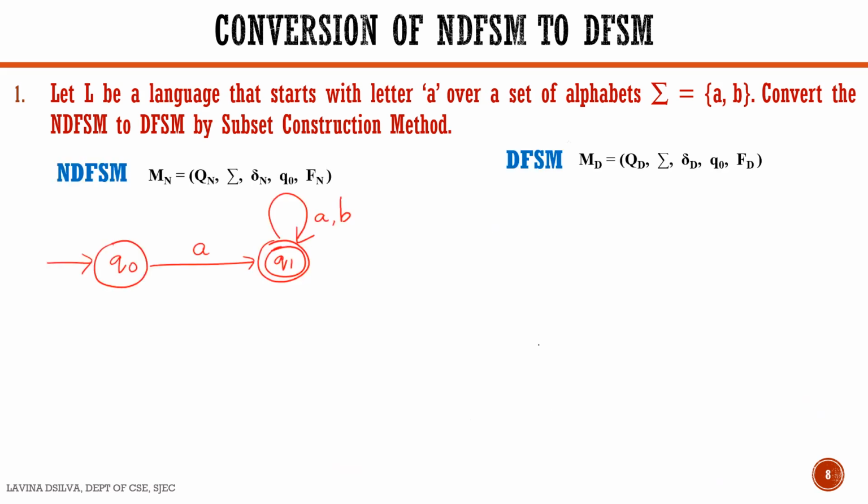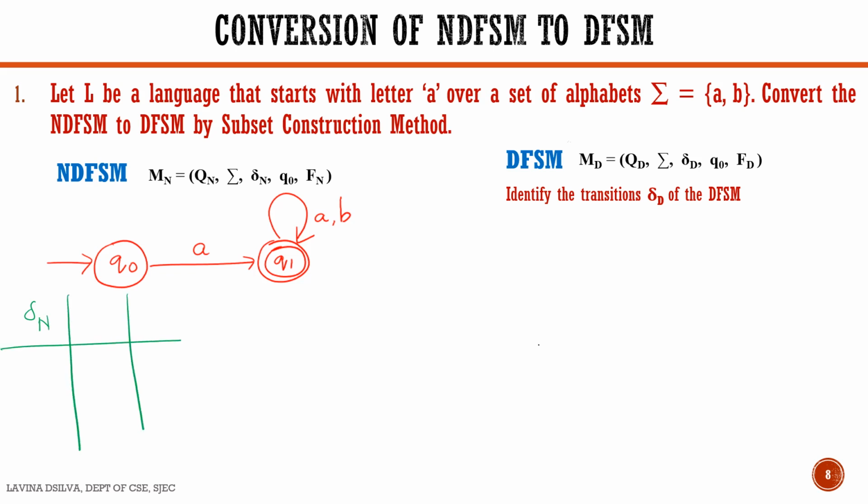The next step in the subset construction method is to identify the transitions delta D of the DFSM. Before we find the transitions delta D of the DFSM, I will first list out the transitions delta N of the NFSM. We have two inputs A and B, and there are two states in the NFSM.